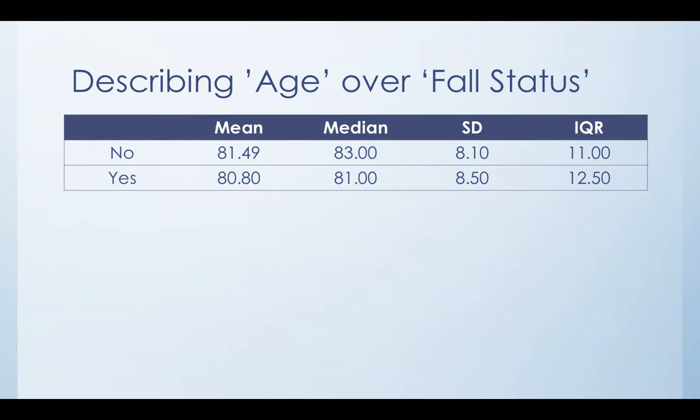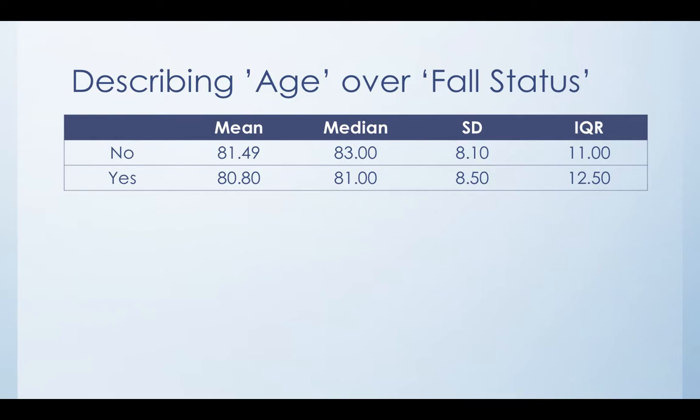So we can see of the non-fallers, the average age was 81.49. And the average for the fallers was 80.8. So the average age of the ones who didn't fall was a little higher. You might have thought the other way. You might have thought that the average age of the fallers would have been higher. So that just tells me that age probably isn't going to be a very good predictor of fall status.